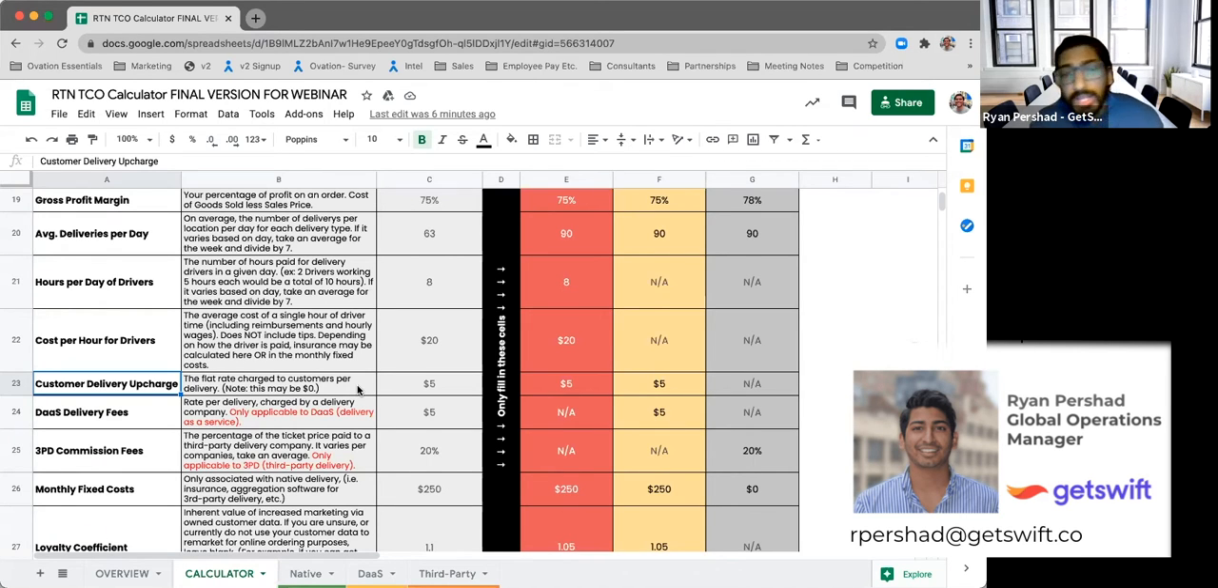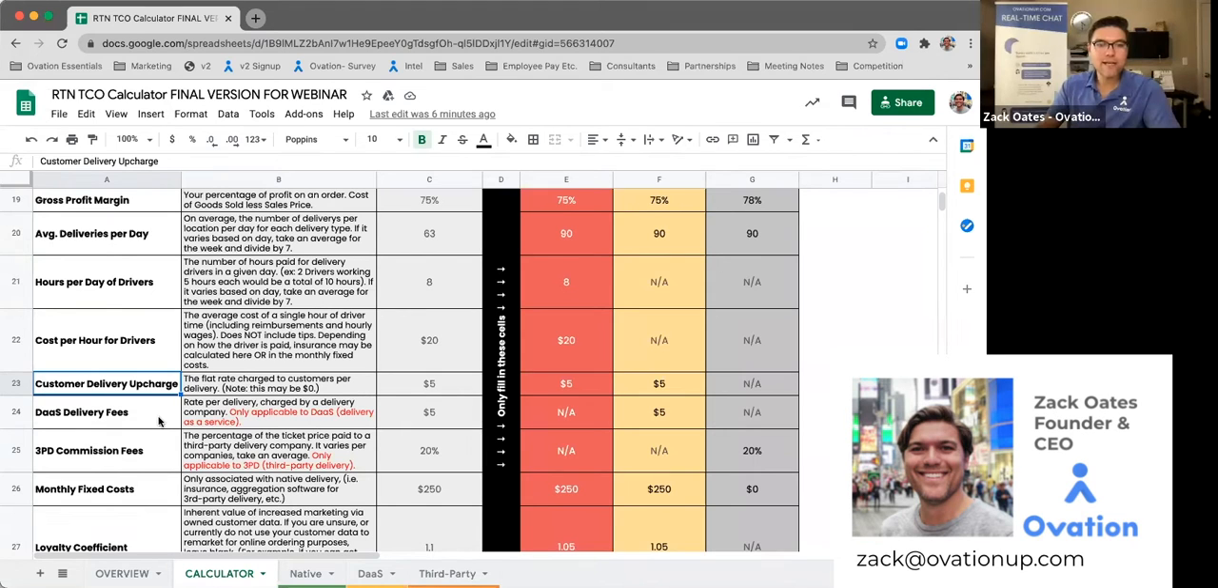It was 50-50 with some of the operators in the group. Some people said, we'd prefer to just do free, and in that case, you would just zero this out. Some folks thought it would be a good idea, and there were varying amounts folks were thinking about, $2, $3, $5 is the example here. That's what's going on there.